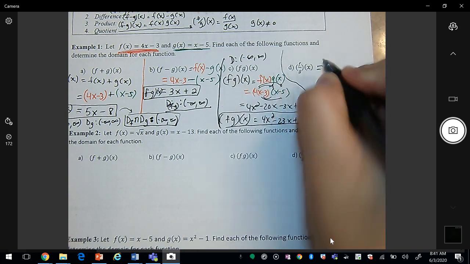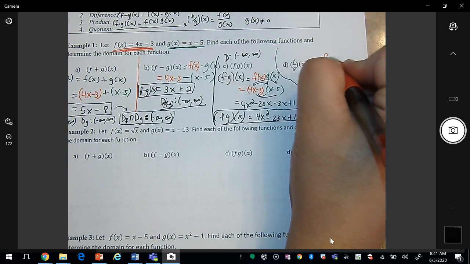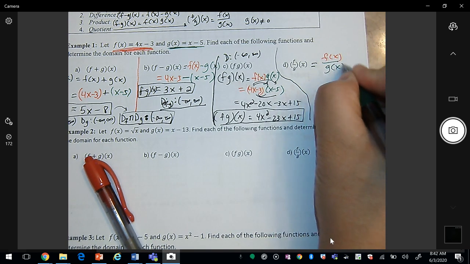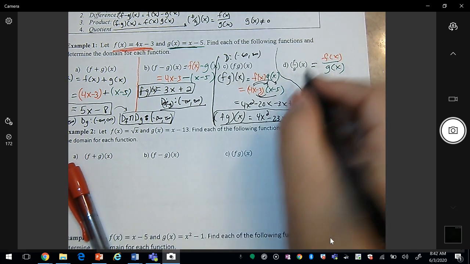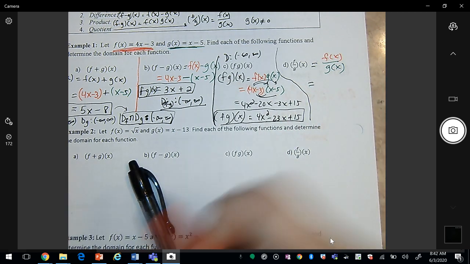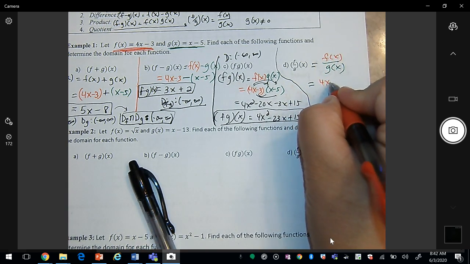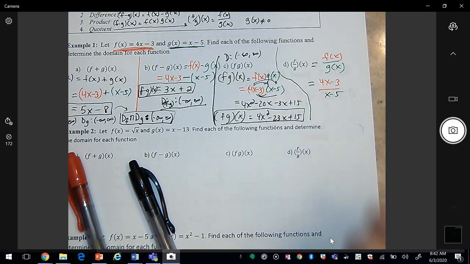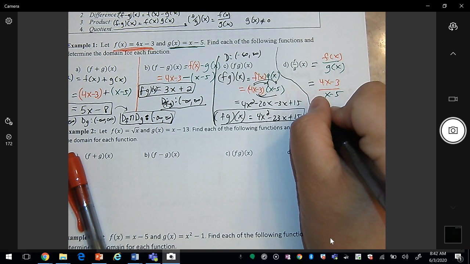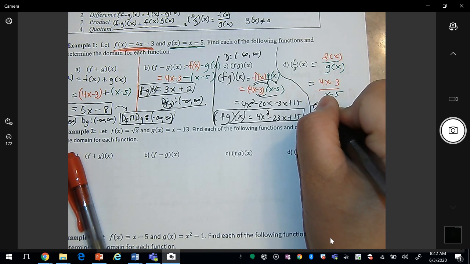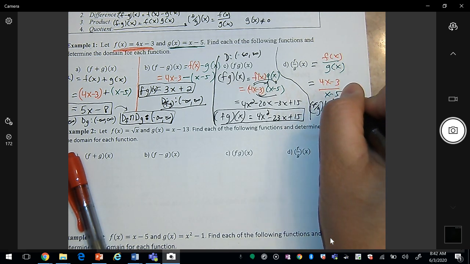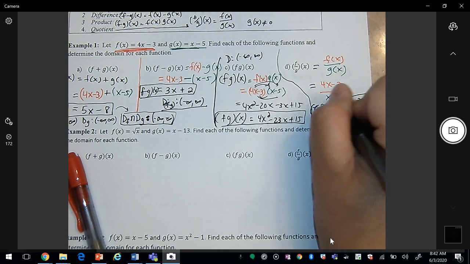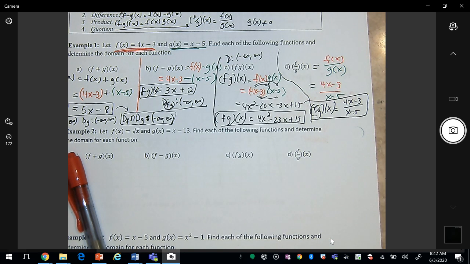Last, we have the quotient. So we have f of x divided by g of x. So f of x is 4x minus 3. g of x is x minus 5. So f divided by g of x is equal to, we can't simplify any further. So my answer would be 4x minus 3 divided by x minus 5.